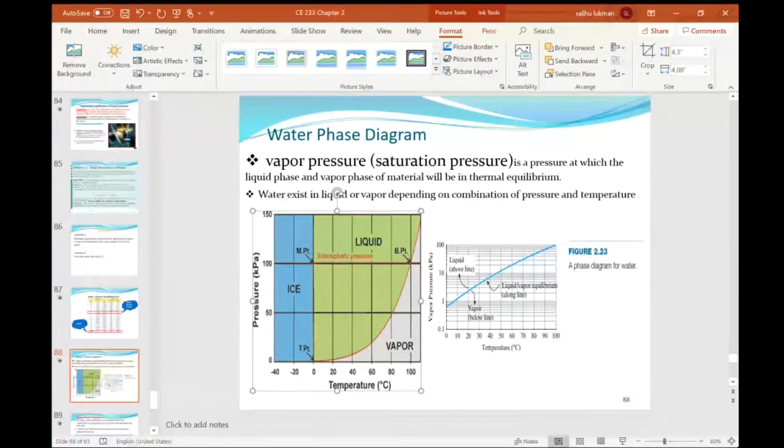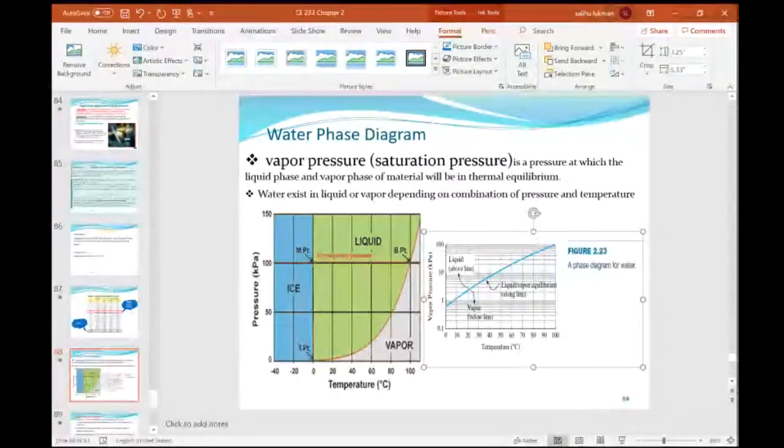And this is another one, a phase diagram for water. You have temperature, and then the vapor pressure here also in kilopascal. So above this line, you have water in liquid phase. Below it, you have water in vapor phase. What about along the line? Along the line, you have water in thermal equilibrium. That is, boiling is occurring along the line. So you have both liquid and vapor together because they are in thermal equilibrium. So liquid and vapor equilibrium along the line.